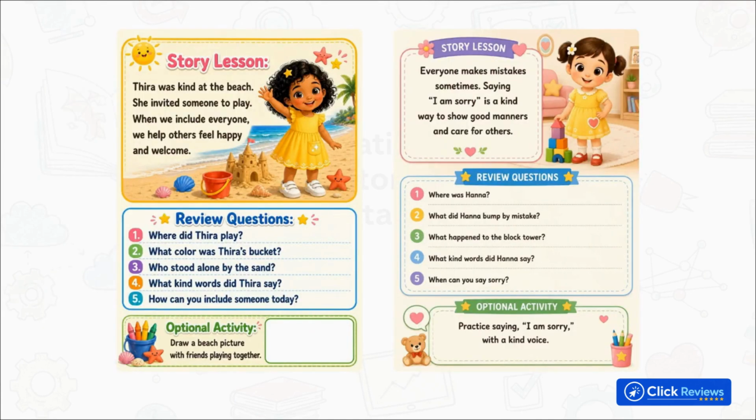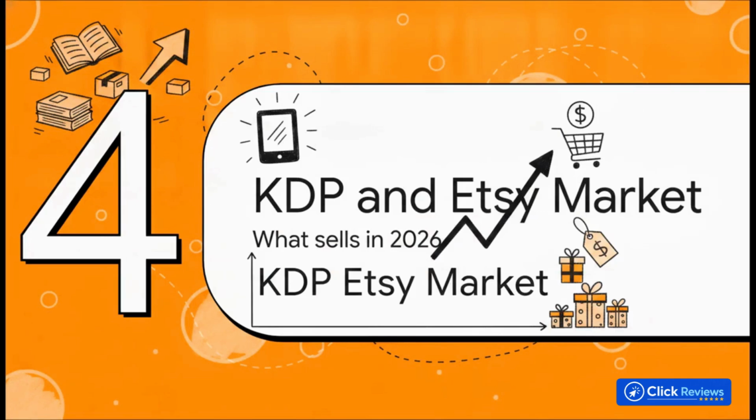And that structured workflow directly leads to these highly educational final pages. You aren't just getting raw text output, you're getting structured, ready-to-use content. These final lesson pages summarize the core story lesson, like, say, learning to say I'm sorry or being inclusive at the beach, and they include specific review questions and even an optional activity. For educators, homeschoolers, and folks buying on Etsy, this structured review page is what actually makes the digital product valuable in the real world. Which brings us to section 4, the KDP and Etsy market.